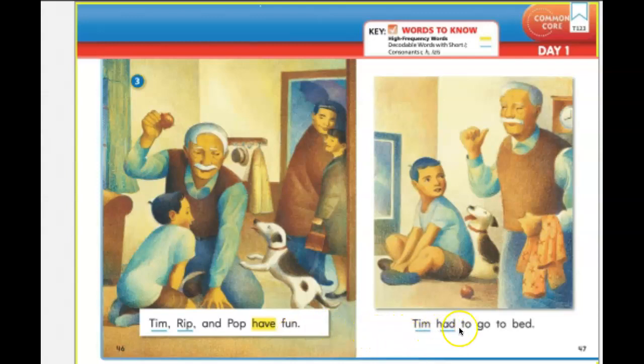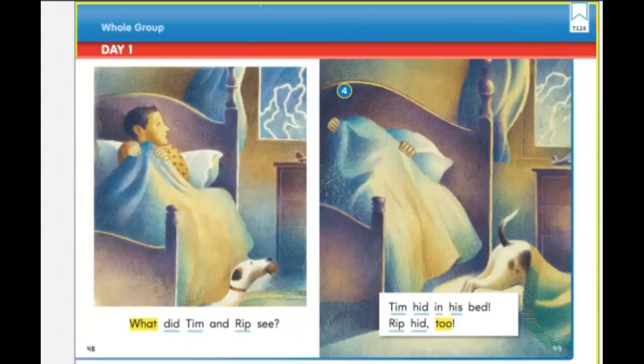Tim had to go to bed. What did Tim and Rip see? Tim hid in his bed. Rip hid too. So what did Tim see and Rip see out of his window? Do you know what he saw? Tim and Rip saw lightning outside of the window. That is why they both hid in their beds. Have you ever seen lightning before?